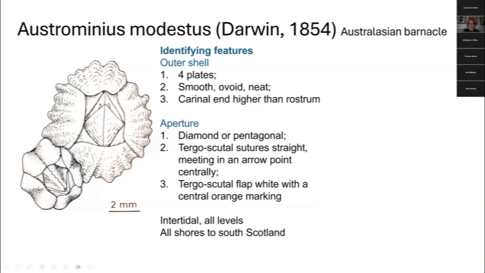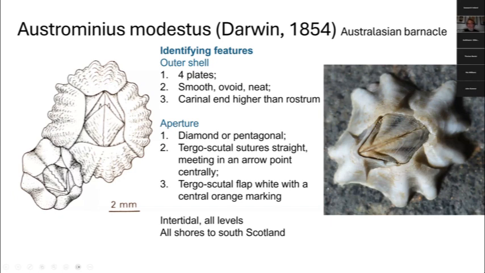The tergal sutures here, instead of forming a sinuous thing like you get in Semibalanus and Chthamalus, form a pretty much arrow-straight pattern, meeting in an arrow point centrally along the median line there. And here's a photo. I think this is one of Lynn's, showing this very distinctive shape with the four plates.